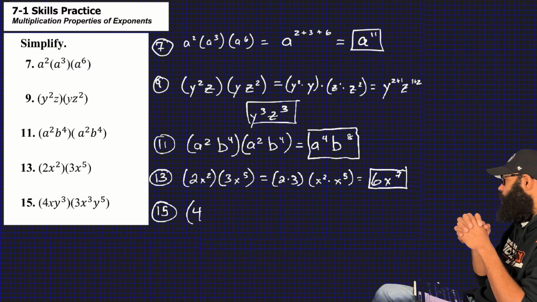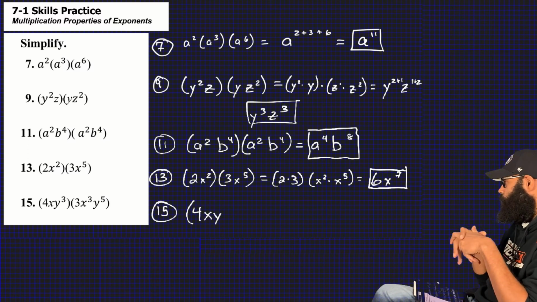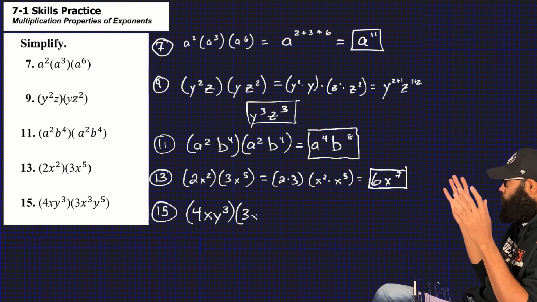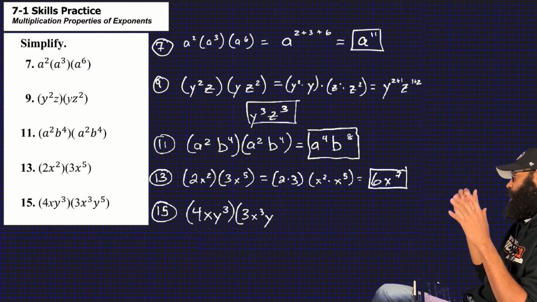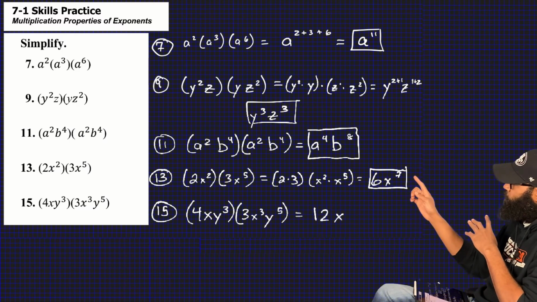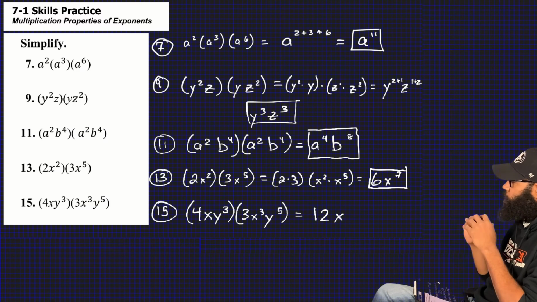Yeah. And here we go, guys, for this last one here. And it looks like it's got a little bit more going on. So 4xy cubed times the quantity 3x cubed y to the fifth. So again, there's 4 times 3, which I can do. I know what 4 times 3 is.